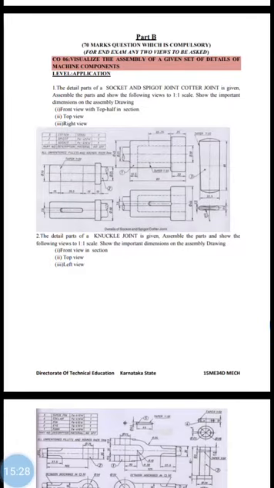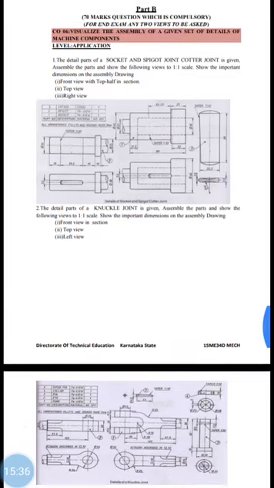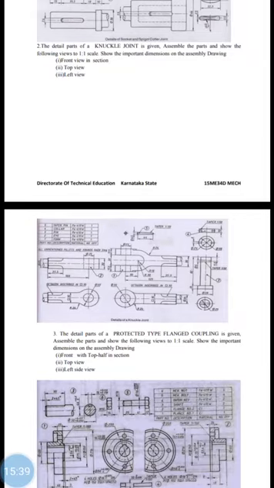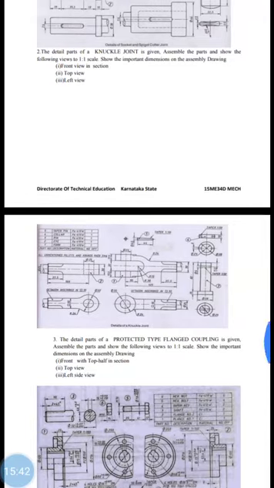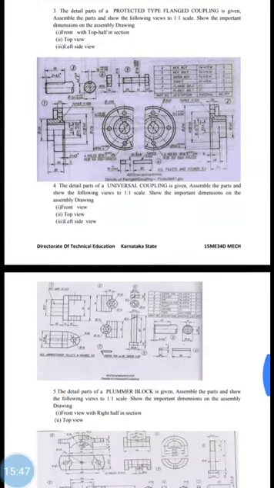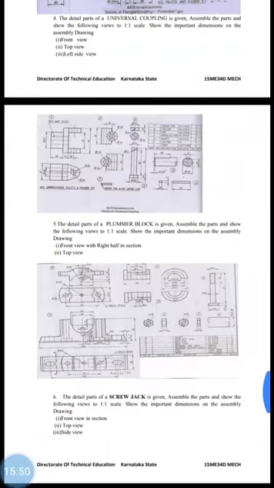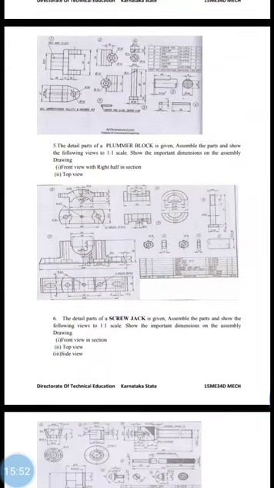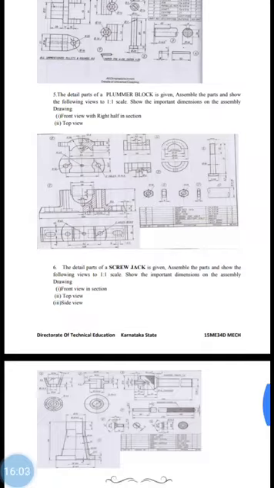What is the first one here? Socket and spigot joint. The details are given; using these detail drawings you have to create the assembly. Second is knuckle joint. Then third one is protected type flange coupling, and fourth is universal coupling. Then fifth is plummer block. Assemble the parts and show the following views to 1:1 scale. Show the important dimensions on the assembly drawing. Front view with right half in section, top view.